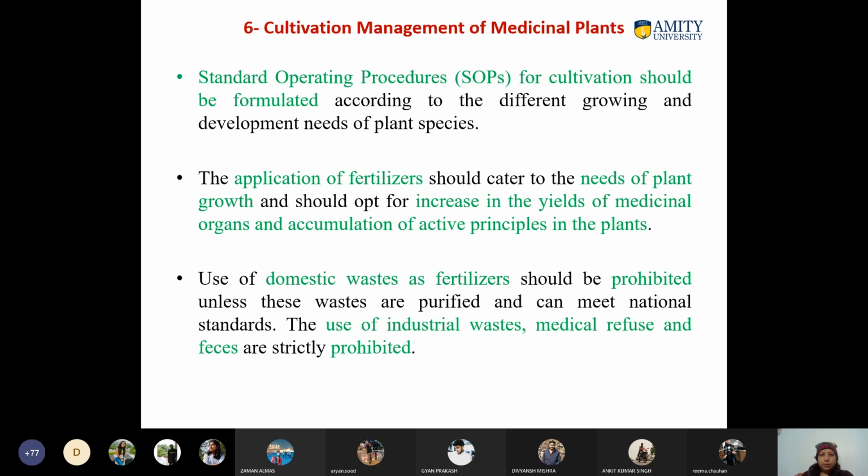We come to the next point, that is the cultivation management. Okay, you continue, Divyansh, reading this slide also. Yes, ma'am.